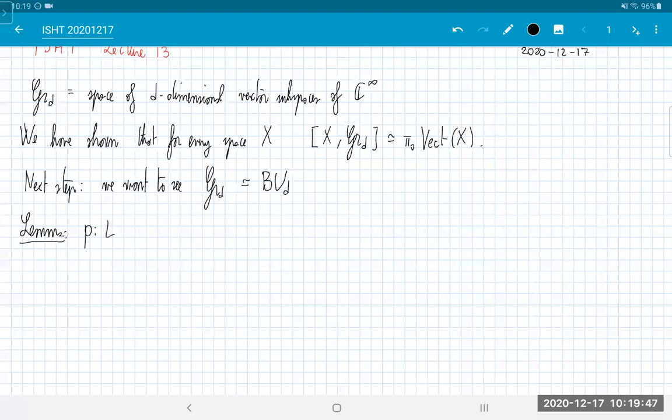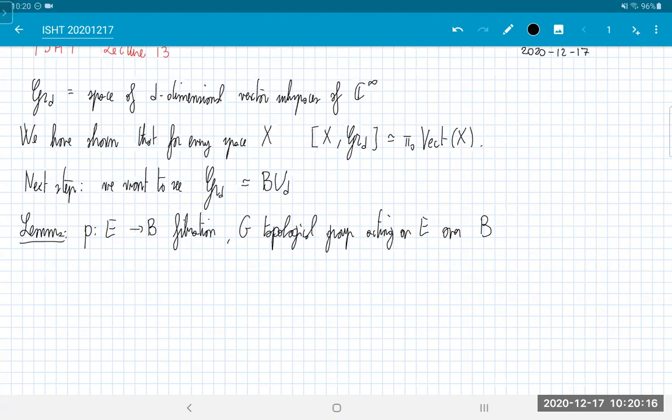So suppose we have P from E to B a fibration, G a topological group acting on E over B, by which I mean every multiplication by any element of the group respects the projection to B, or if you want, P is an equivariant map when B is given the trivial action. That's another way of saying it. Such that we have a homeomorphism. This map is a homeomorphism. In fact, it's not really necessary. It's enough to say that it's a homotopy equivalence, but for simplicity, since it's the only case where we apply, let me just say it's a homeomorphism.